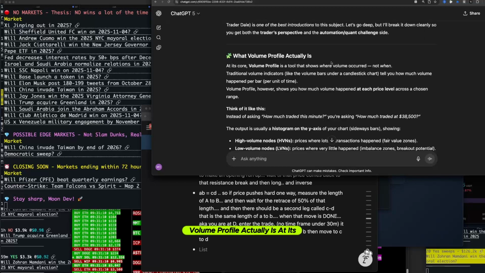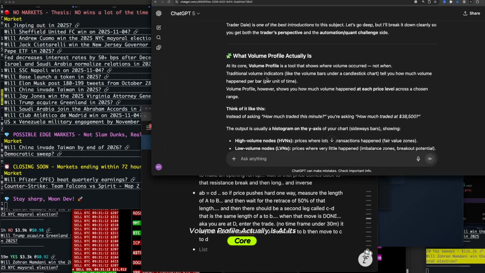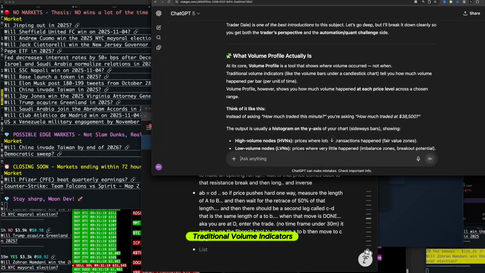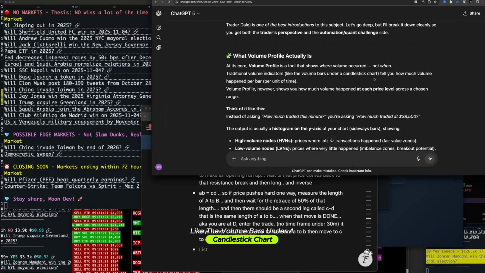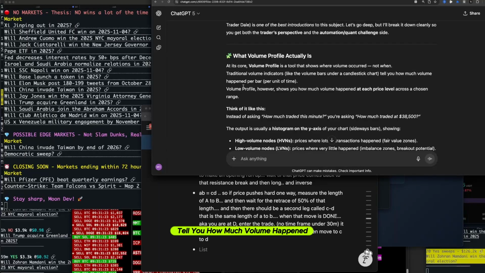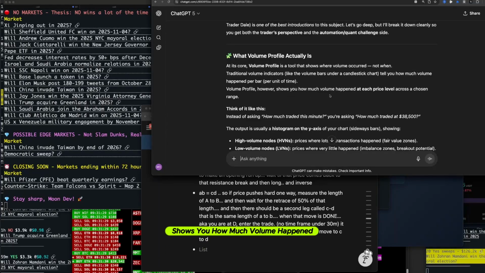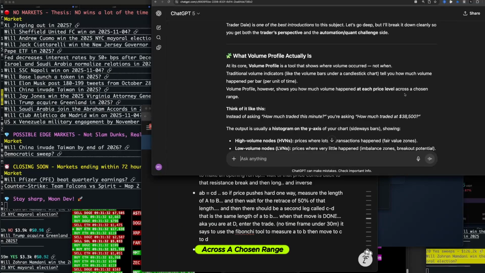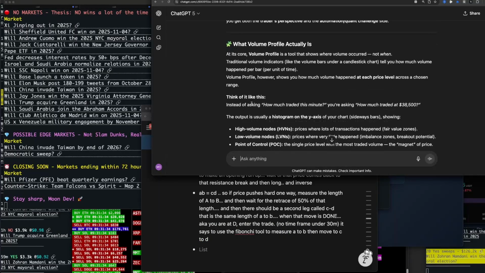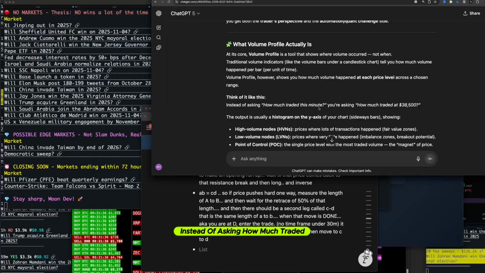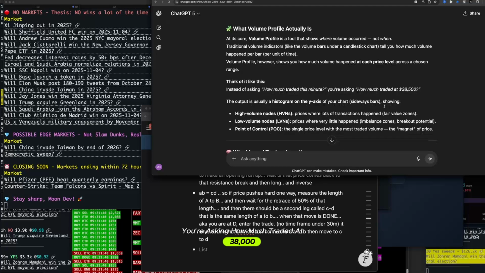Okay. Volume profile, at its core, is a tool that shows where volume occurred, not when. Traditional volume indicators like the volume bars under a candlestick chart tell you how much volume happened per bar, per unit of time. Volume profile, however, shows you how much volume happened at each price level across a chosen range. Think of it like this: instead of asking how much traded this minute, you're asking how much traded at 38,000.